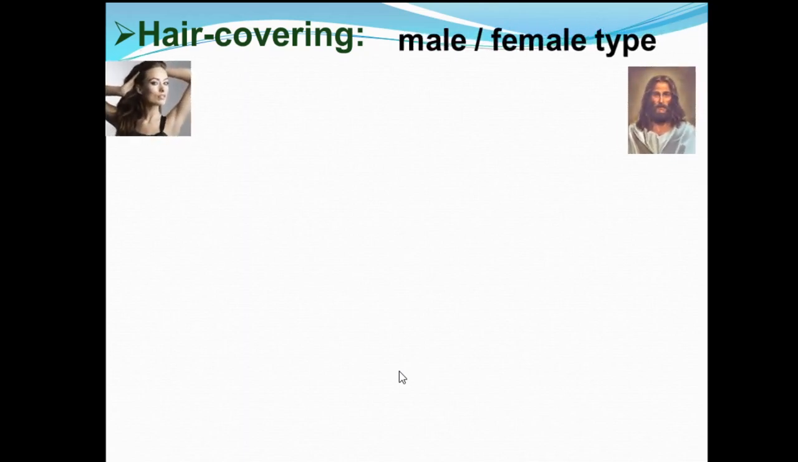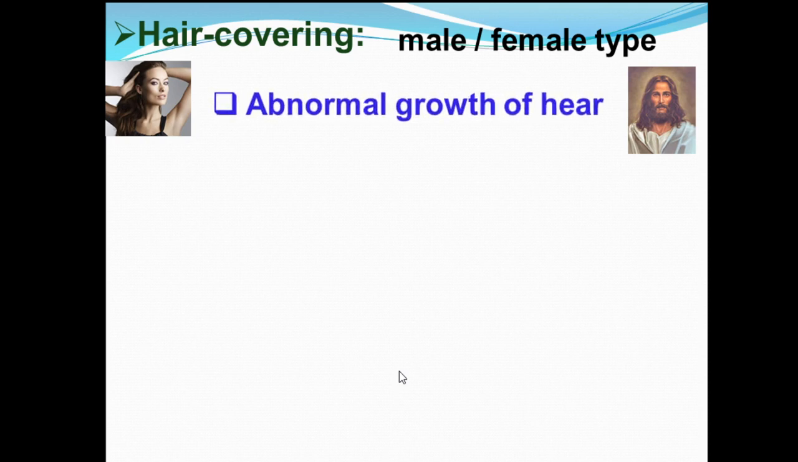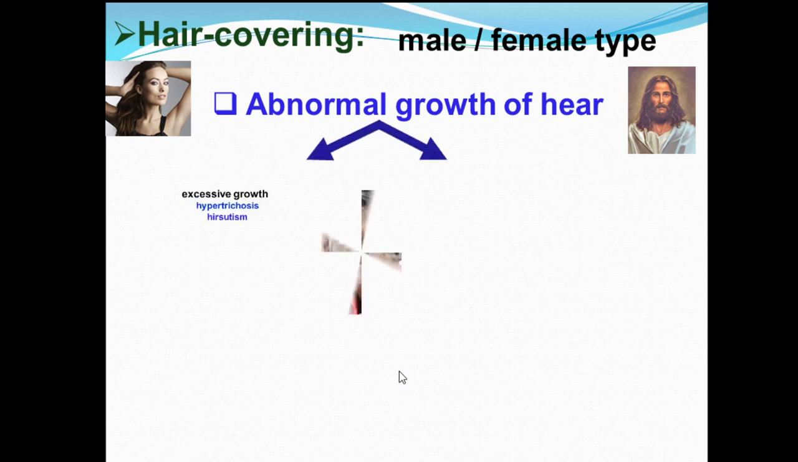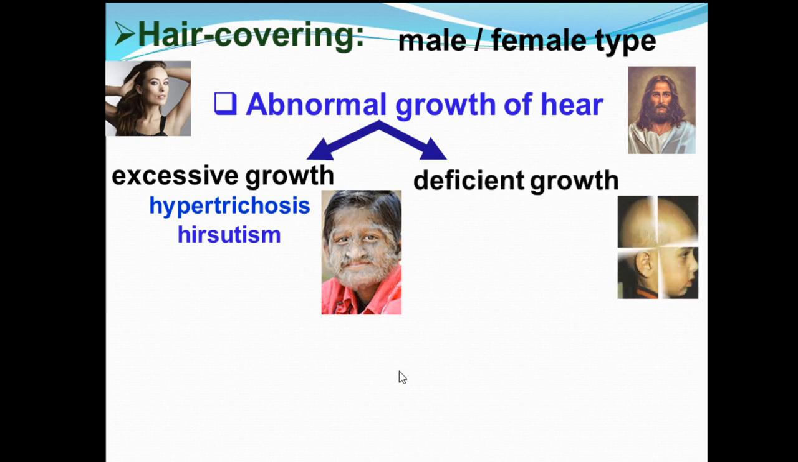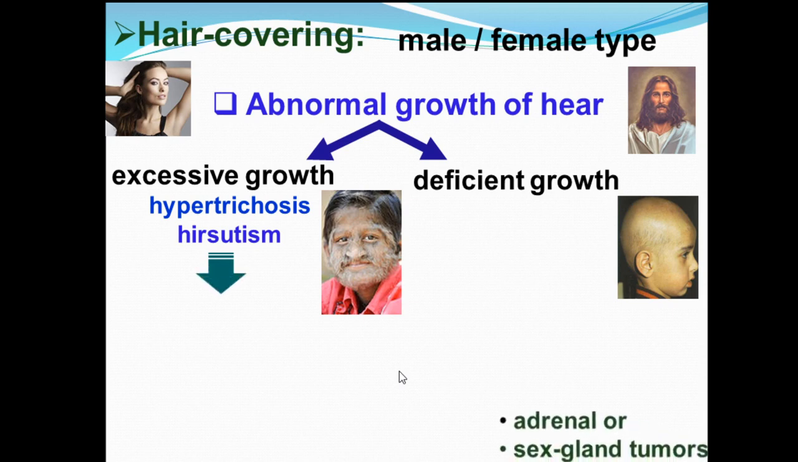Hair covering, I said, depends on sex and is assessed as male or female type. But in some pathology there may be abnormal growth of the hair. It may be excessive. We are talking about hypertrichosis or hirsutism, or the opposite, deficient growth, which may be diffuse or local.